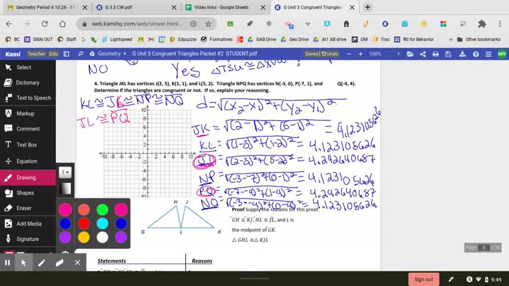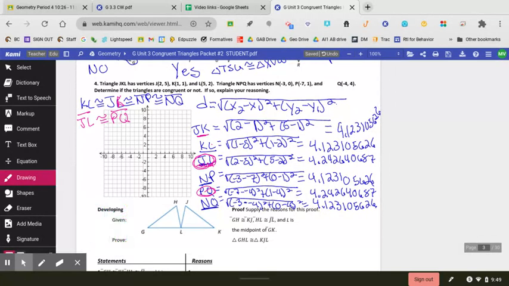So that means these triangles are congruent. And I can actually say they're congruent two different ways. I can say that triangle JLK is congruent to triangle PQN. I could also flip the J and K and say that triangle K, or no, I can't flip. So these two triangles are congruent.